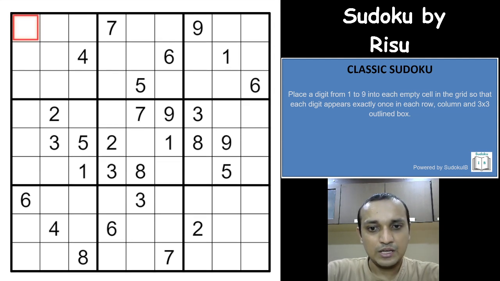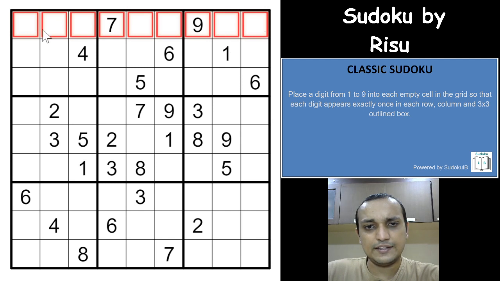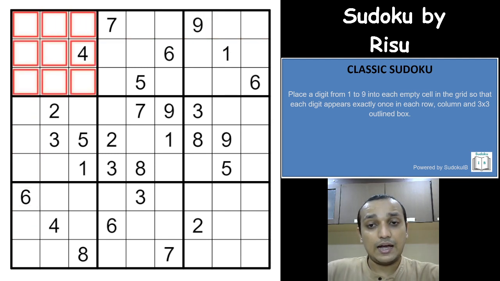And now coming back to this Sudoku, classic Sudoku rules apply. You need to place digits from 1 to 9 in each row, each column, and 3 by 3 box without repetition. And with that we'll start solving this Sudoku.